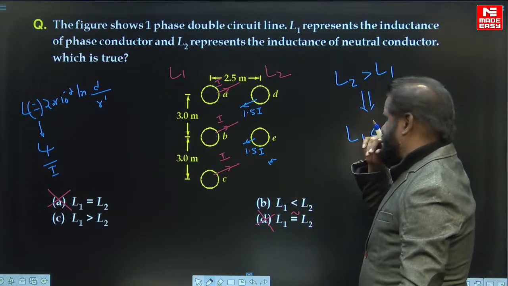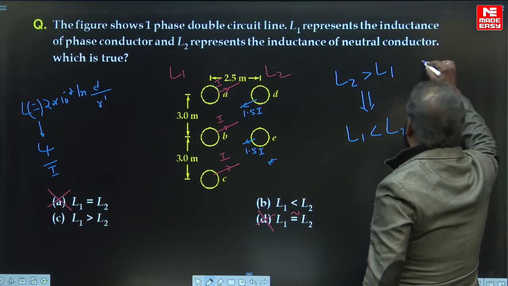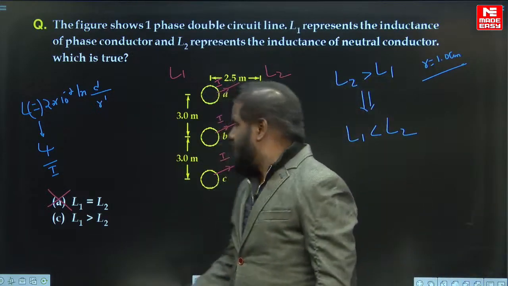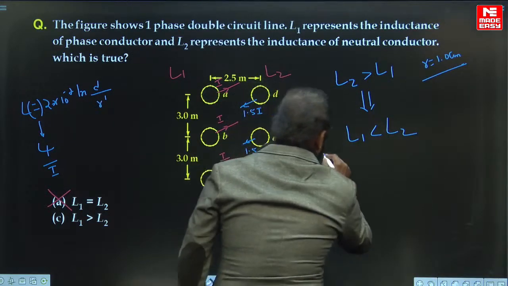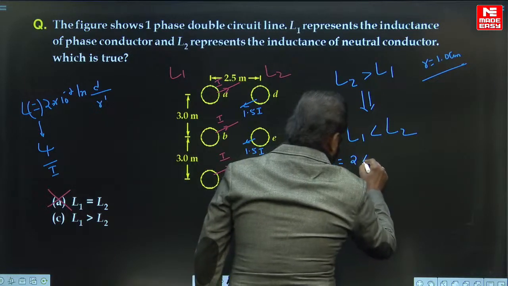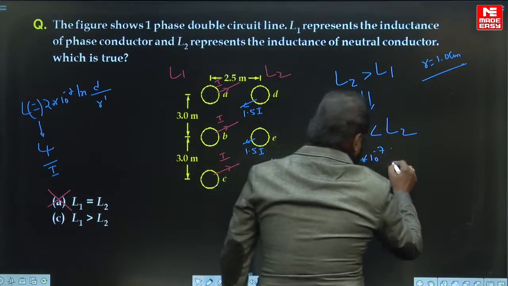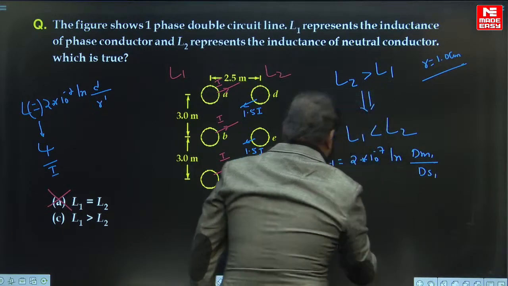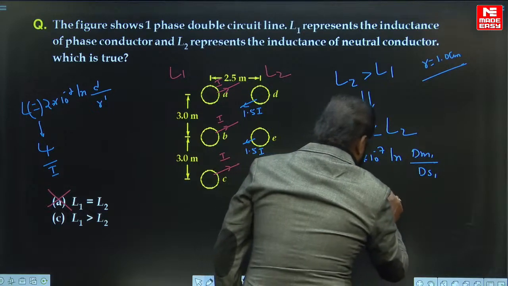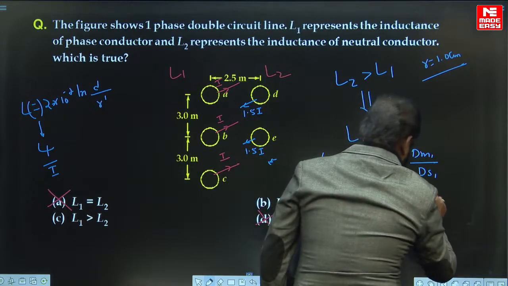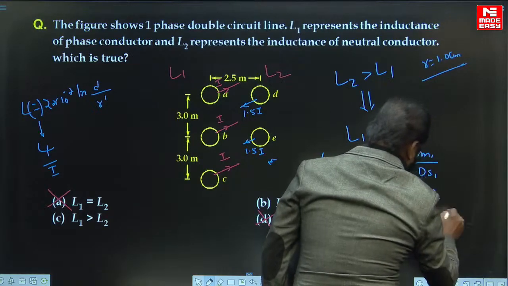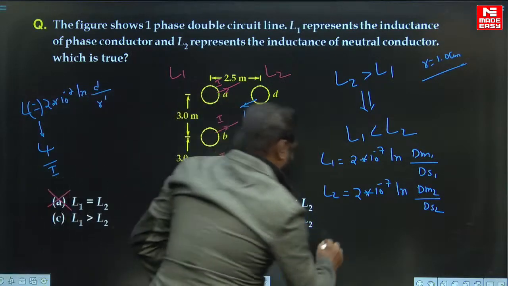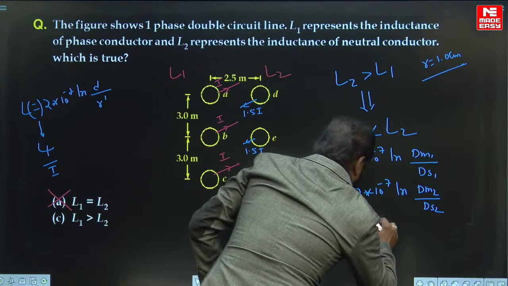It is an unsymmetric configuration. Take the radius r equal to 1 centimeter and make the calculation. The inductance L1 is equal to 2 into 10 to the power of minus 7 ln dm1 by ds1, and L2 is equal to 2 into 10 to the power of minus 7 ln dm2 by ds2. Procedurally, we can declare that dm1 equals dm2.